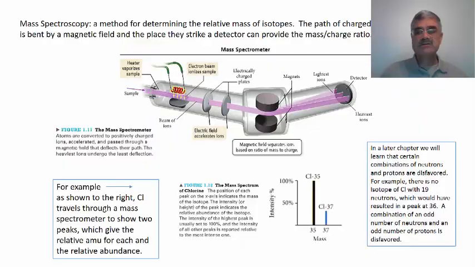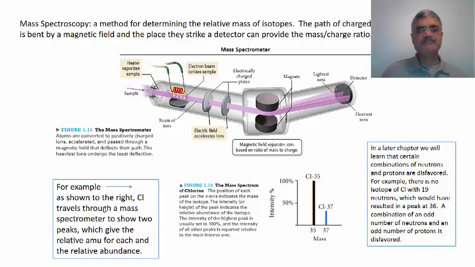Again, later. So we said that we can measure the actual mass in AMU units of isotopes very precisely. This is done using something called a mass spectrometer, a method of determining the relative mass of isotopes. In this kind of experiment, the path of charged atomic particles is bent by a magnetic field, and where they strike a detector can provide the mass to charge ratio.